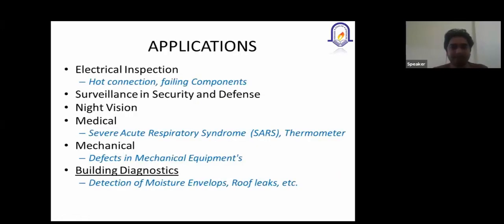Next is surveillance and security. It is also used in surveillance for security and defense purposes. Mostly you have seen this in night vision goggles used by army personnel.